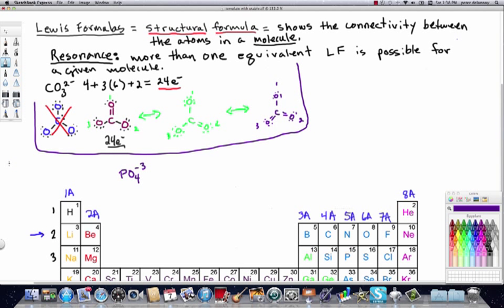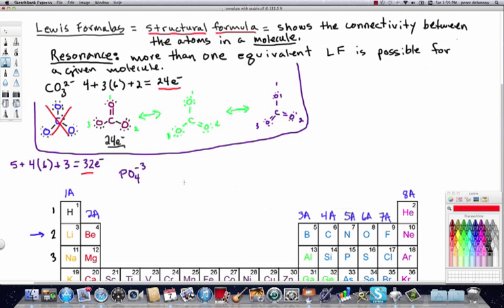So phosphorus is in group 5, so there's 5 electrons. Then we've got 4 oxygens, and oxygen is out of group 6. All right, and then we've got a total of 3 negative charges. All right, and that gives us a grand total of 32 electrons. So 32 electrons is the magic number for the phosphate molecule.